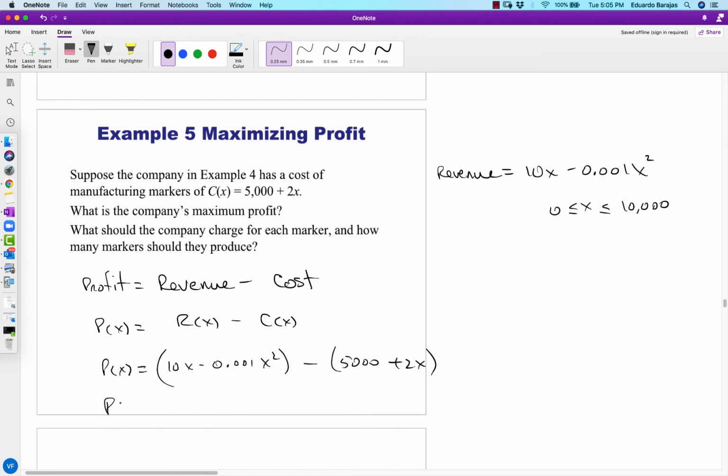Simplifying that, we get that the profit function is going to be equal to negative 0.001x squared plus 8x minus 5,000. Right, distributing this minus, we get a minus 5,000, minus 2x, and then we have 10x minus 2x gives us positive 8x. And we still have the same constraint for x: 0 is less than or equal to x, less than or equal to 10,000. Okay, so this is the formula we want to maximize. We want to find the maximum profit.